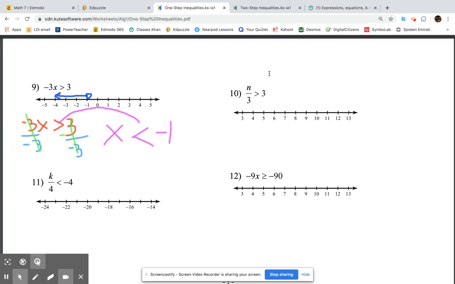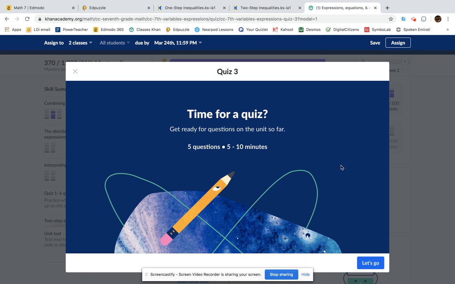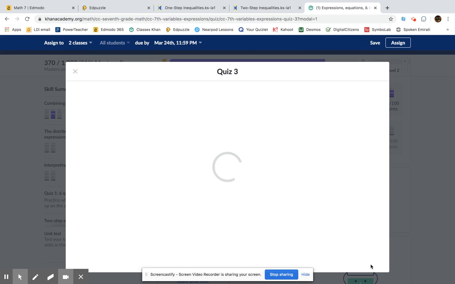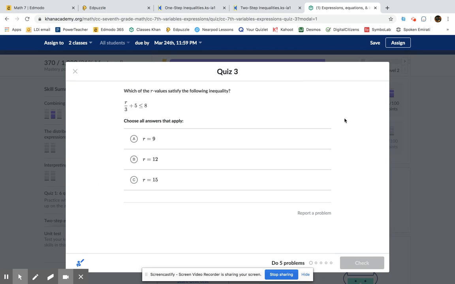Okay, now I kind of wanted to show you what your quiz is going to look like. Time for a quiz. You're going to go here. It's just going to be 5 questions. If you don't get all of them correct, you can always try and do the quiz again. Or if you get a 70 or greater, that's probably close enough. Try to shoot for 100% though, but don't spend all day doing it.